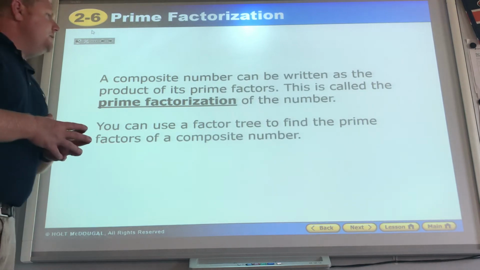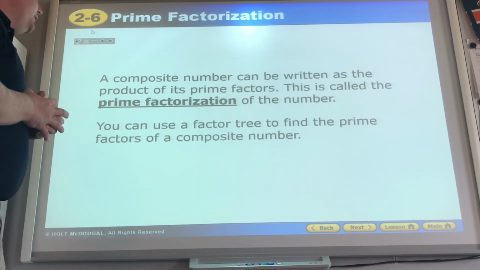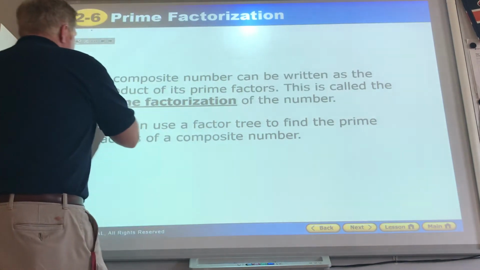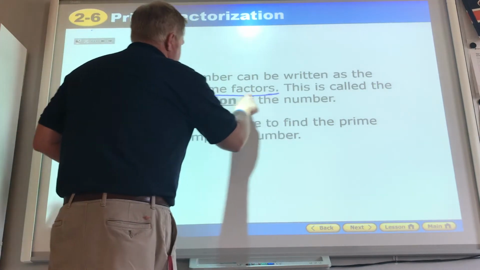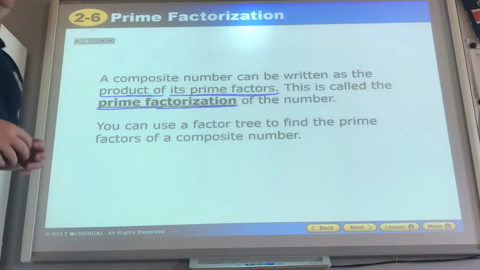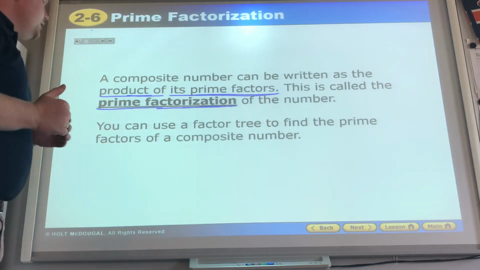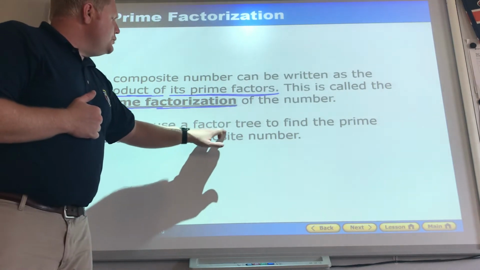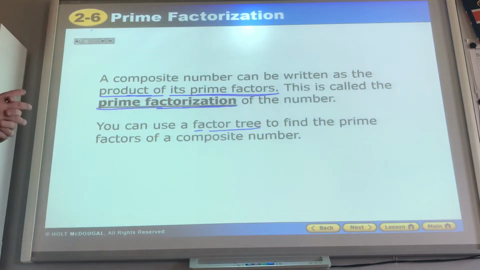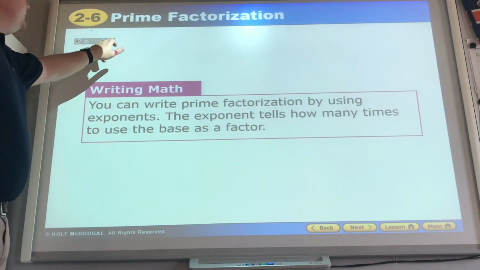A composite number can be written as a product of prime factors. This is called prime factorization, a product of prime factors. Mrs. Letcher calls it the factor tree, as many other people do as well. That's probably what you remember. You can use a factor tree to show the prime factors of a composite number. You can write prime factorization by using exponents as well. The exponent tells how many times they use the base as a factor.